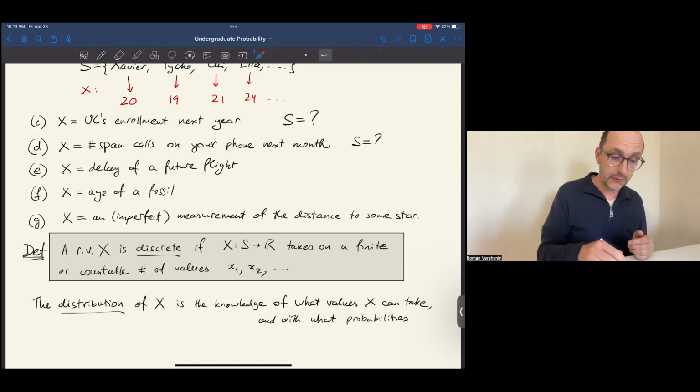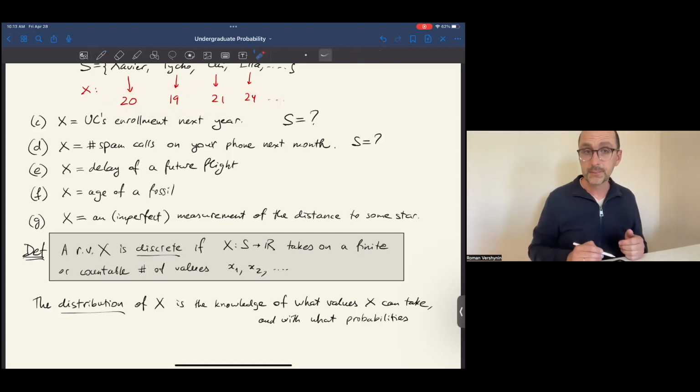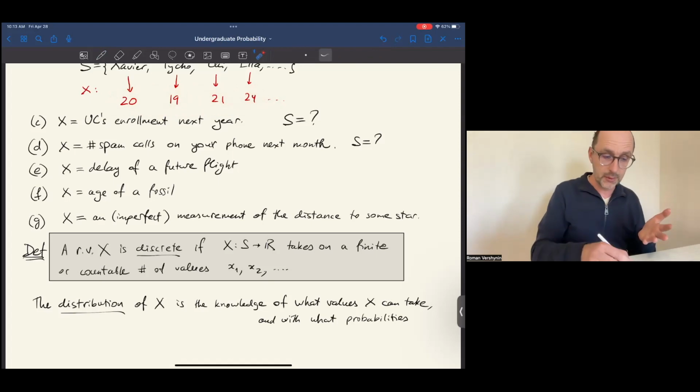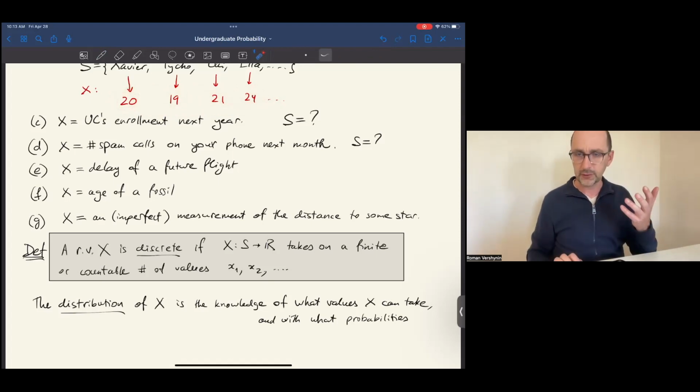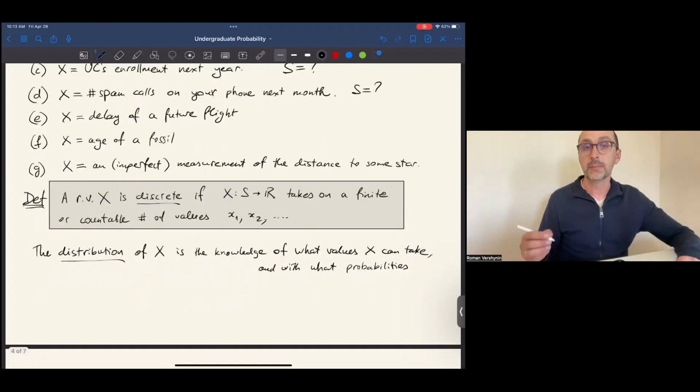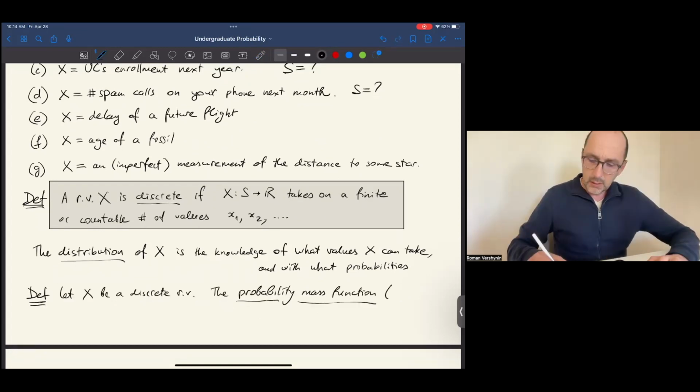If x is a discrete random variable, such as this one, then we can explicitly write down all these values and we can compute the probabilities. For instance, the probability that a randomly chosen person in this class is 21 years old. This is called the probability mass function.